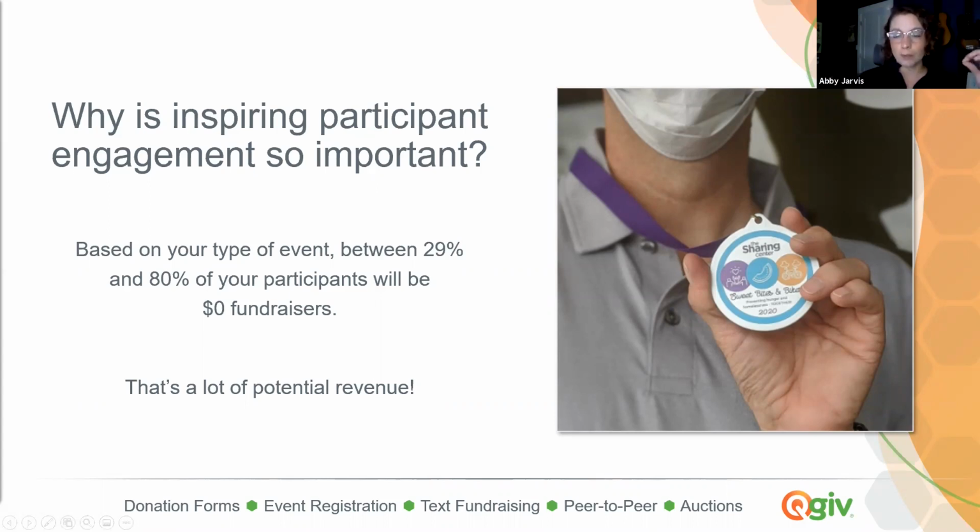So if you can boost that participation and that engagement just a little bit, if you can get those $0 fundraisers just to bring in a little bit of funding, that can have a really profound impact on the revenue you generate for this event and then just overall.